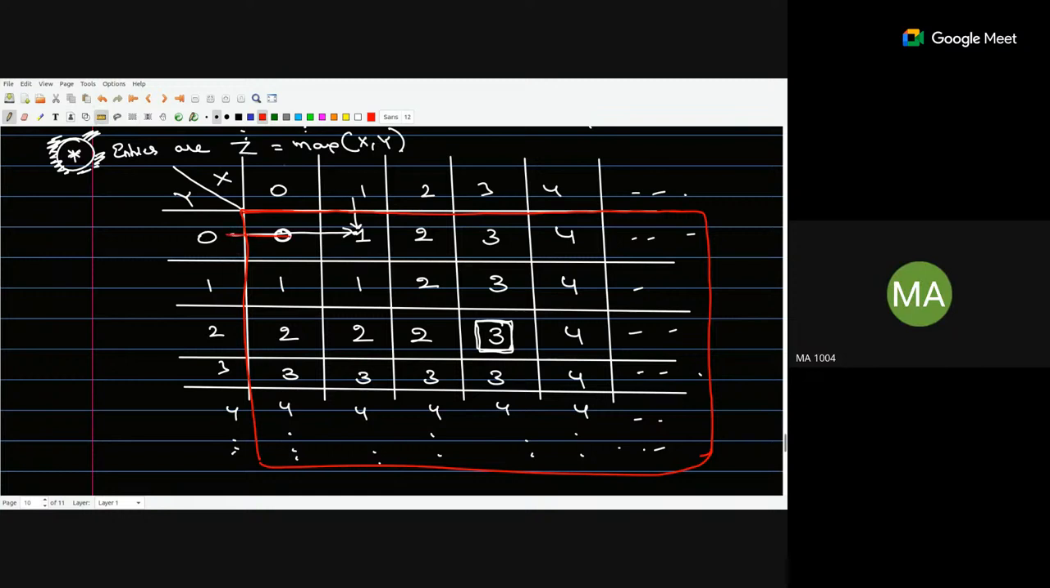See, for zero, this is our zero. For one, for two, for three.